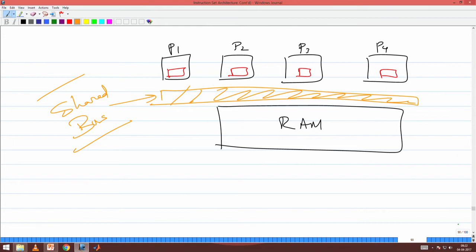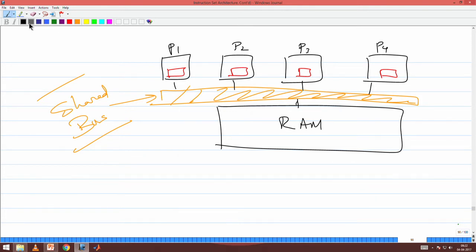Correct? They all share a common bus. Now, at any point of time, one of the processors will have control over the bus, or the bus will be allotted to exactly one of the processors. So we will call that processor a bus master.